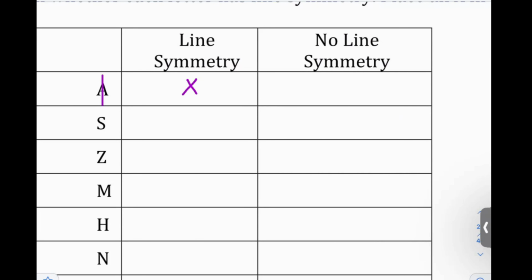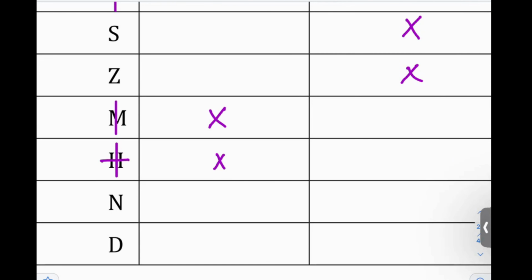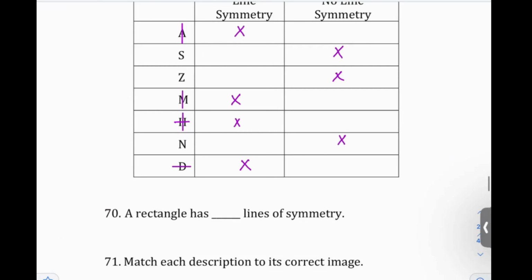S, does it have? No, it doesn't. And Z doesn't have. You cannot notice that. M, yes, it has, because you can cut it this way. So you can cut M at the middle, and this part is exactly the same as that part. H, yes, it has. Even H has two, one here and one there. So yes, it has two lines of symmetry. N does not have. And D has this way. So it is here. So yeah, we can draw lines of symmetry.